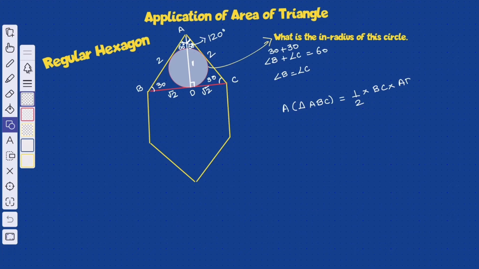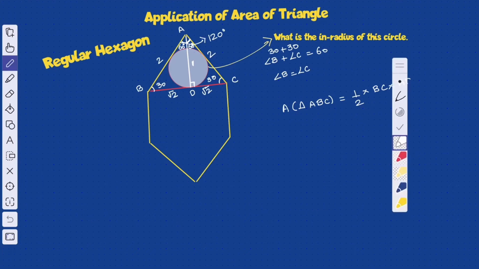So it's wrongly written here. If you can correct it, what has to be here? Root 3, right? It will be root 3. Why? Because the side opposite to 60 is obtained by multiplying this by root 3. So I know BC is equal to root 3.